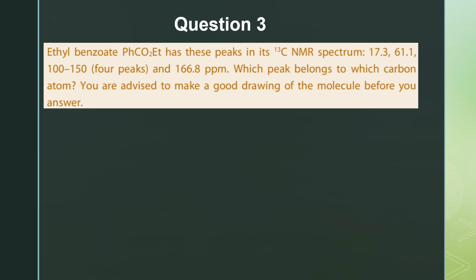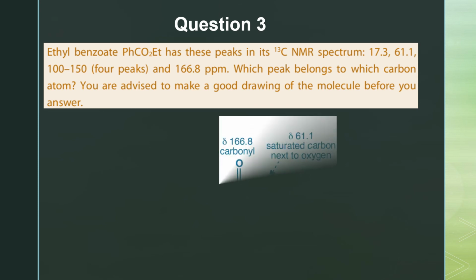If it is 17.3, below 20, that will be the CH3 group. If above 60, oxygen is attached to this carbon atom. Oxygen is attached means it will be above only. Here in benzoate, two oxygen atoms are there. That's why I'm saying oxygen is attached to this carbon atom. And next, 4 peaks are there in the 100 to 150. So a benzene ring is there. The benzene ring always has the 100 to 150 range. And 166.8, we know that 166 means above 150 to 200, C double bond O will be there. So the C double bond O carbon has this signal.